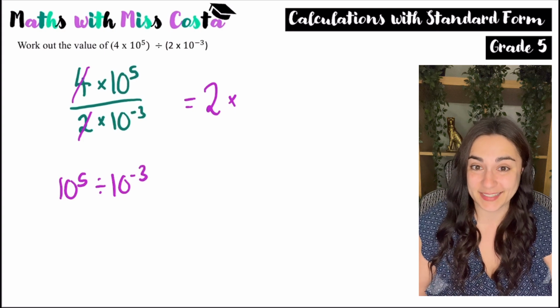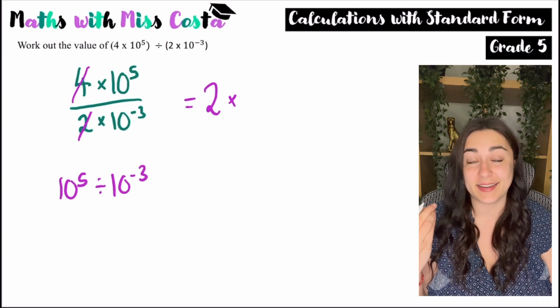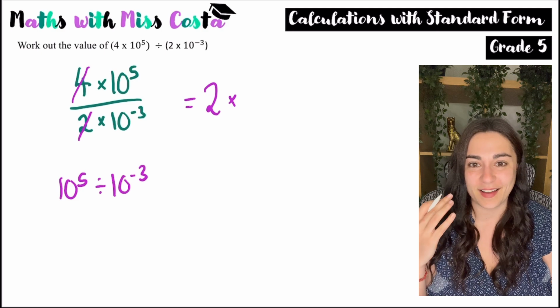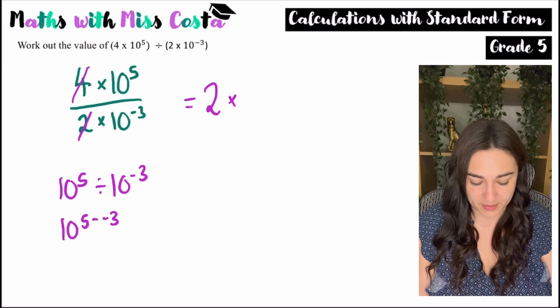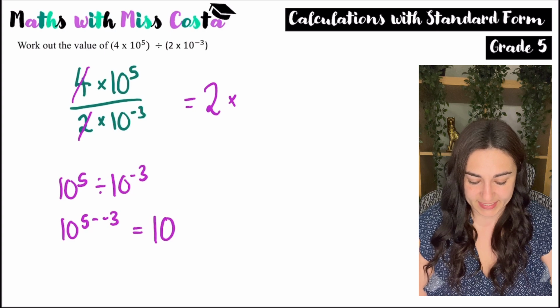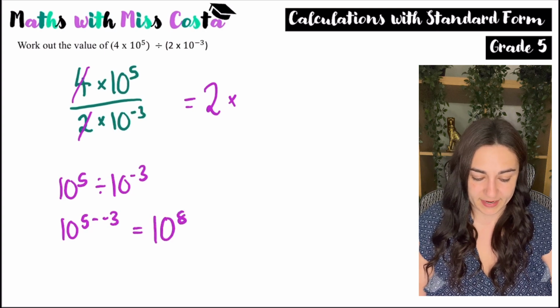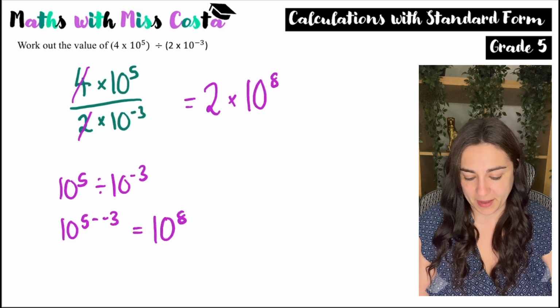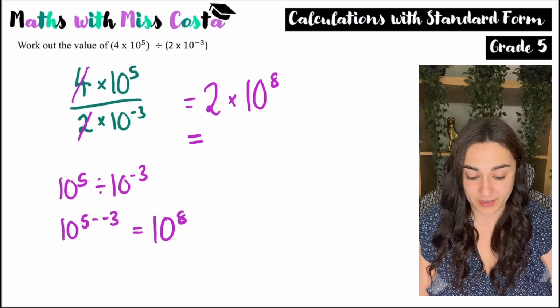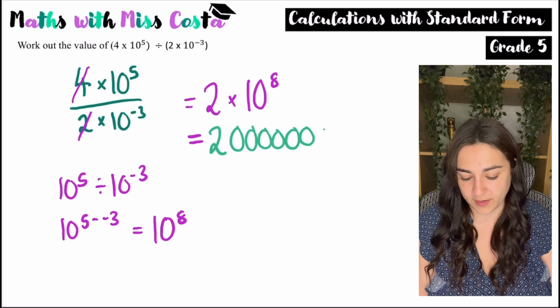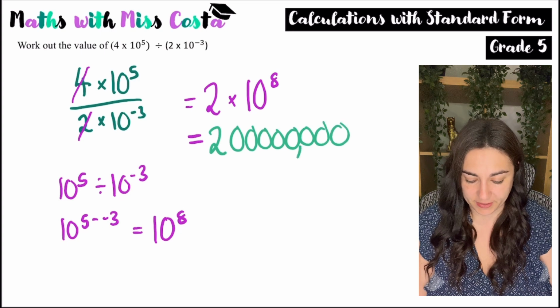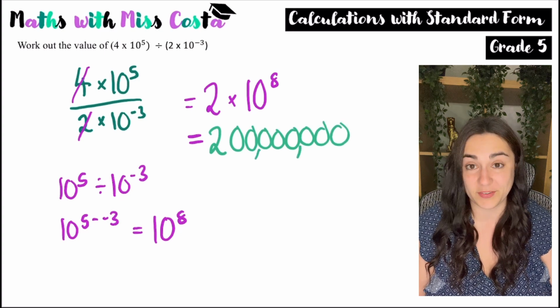When I divide powers, I'm subtracting the powers. So that would become 10 to the power of 5 minus -3, which gives me 10 to the power of 8. So I'd be left with 2 times 10 to the power of 8, and I need to work out the value of that. So I'd write 2 and then 1, 2, 3, 4, 5, 6, 7, 8 zeros after my point. So that would be 200 million.